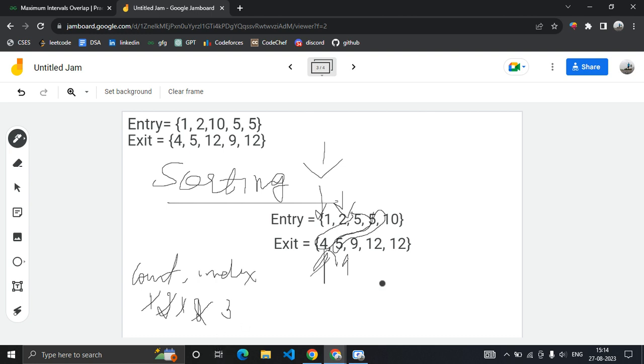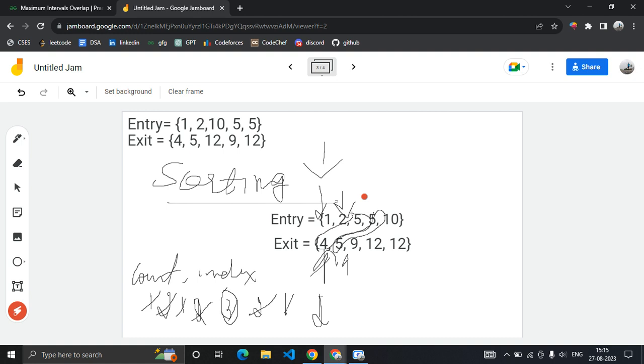I think you all got the approach. Now for 10, 10 is greater than 5, so decrement. Then for 10 and 9, decrement. Then 10 and 12, increment by 1, and again 10 and 12, increment by 1. So here we can see 3 is the maximum count we obtain. Whenever we traverse, we check whether this is the maximum count we got, so we maintain a variable for the maximum number of guests present.